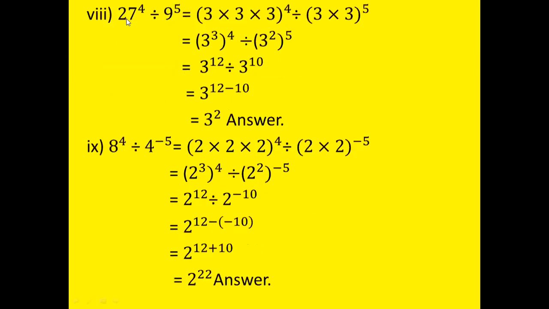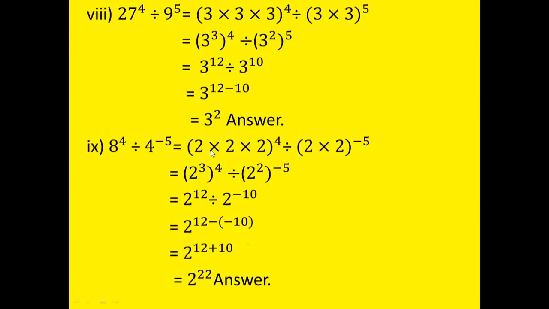Here 27 to the power 4 divided by 9 to the power 5. 27 means 3 cube, 3 into 3 into 3, power 4, then 3 fours are 12. Here 9 means 3 square, again whole power 5, then 2 fives are 10. Then this is divided, so subtract: 12 minus 10 means 2. 3 square is the answer.